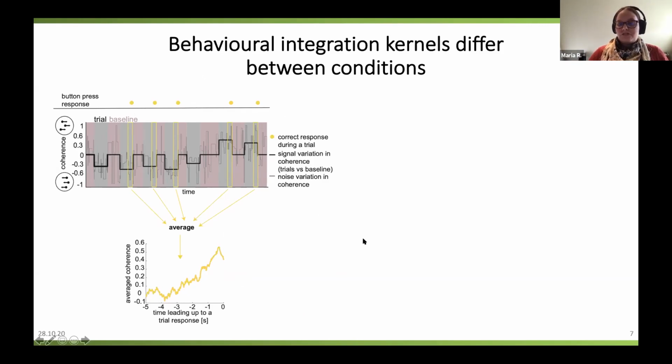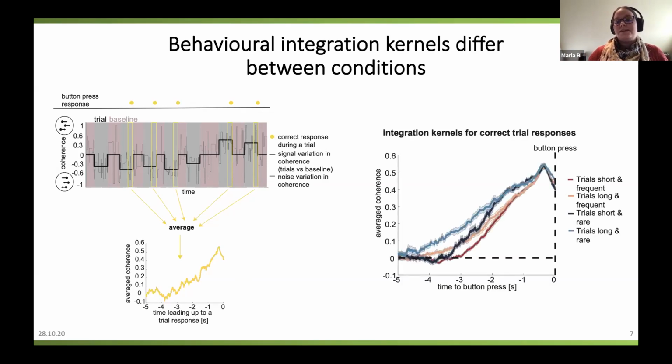And if we do this for each condition, rare versus frequent, short versus long, we indeed see that the integration kernels vary between conditions. And indeed, if you are in a rare trial condition, you consider evidence further back in time than what you do for frequent trial conditions.